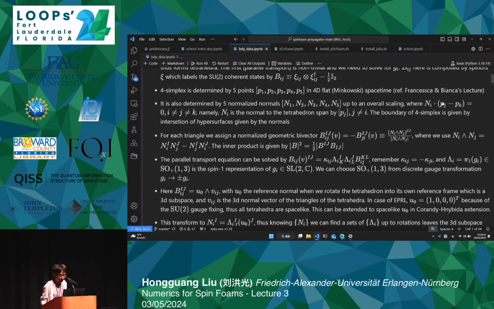Normals I don't need to explain. So the normal is the normal to all the edge vectors, which is orthogonal to it. So it can be written like this. So the normal contracted with the edge vectors, where the R, G, K are different labels. That means for the normal I equal to 1, it's determined. It's the normal of the tetrahedron determined by 2, 3, 4, 5 points. So 4 points determine a tetrahedron. Like 3 points determine a triangle, 4 points determine a tetrahedron, 5 points is a 4-simplex.